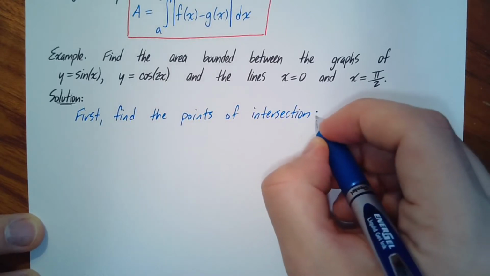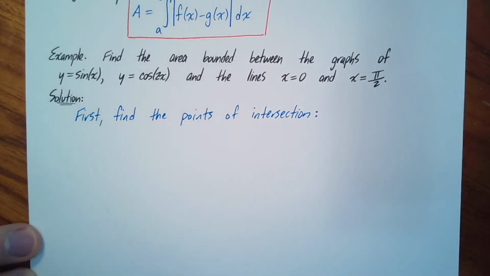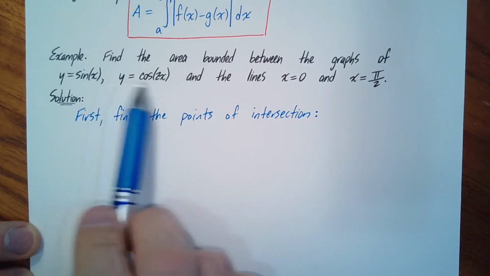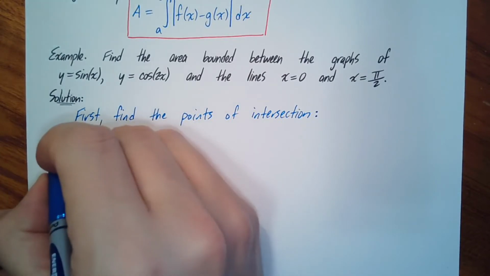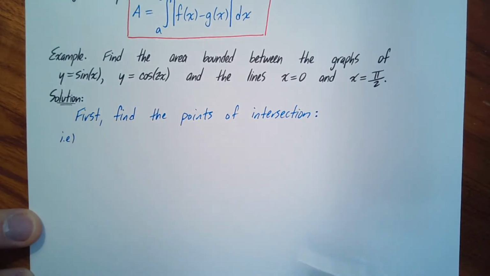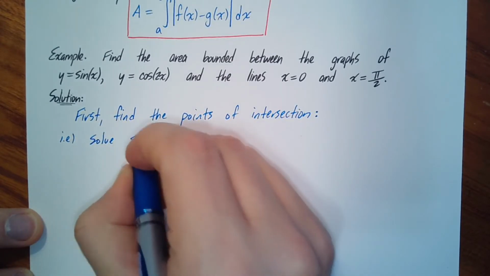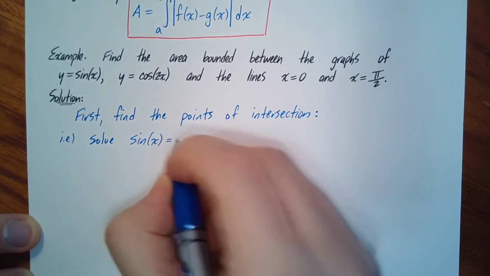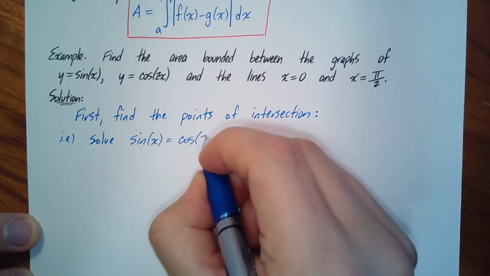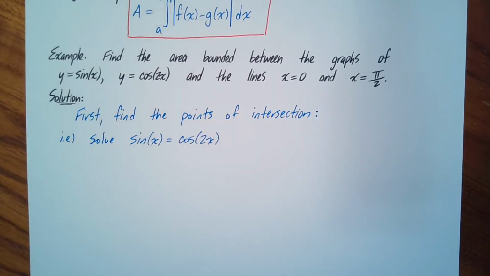Okay, and how that's going to be done is, first we're going to figure out where sine of x and cosine of 2x agree. In fact, that's the way we're going to find the points of intersection. That's not the first step, that is the step. That's what we're doing, right? So we want to solve the equation sine of x is equal to cosine of 2x.